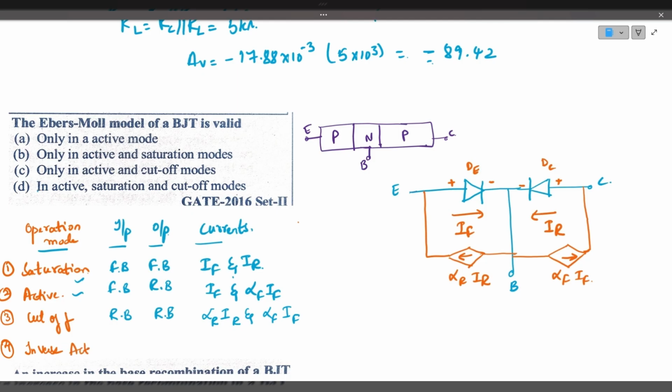Inverse active region. In the inverse active region, input junction is reverse biased and output junction is forward biased. So here, which currents will get activated? It will be alpha I_R and capital I_R. These two currents get activated. So if you see, overall, the Ebers-Moll model of the BJT is valid for all the regions: saturation, active, cutoff, and inverse active. So answer is option D.